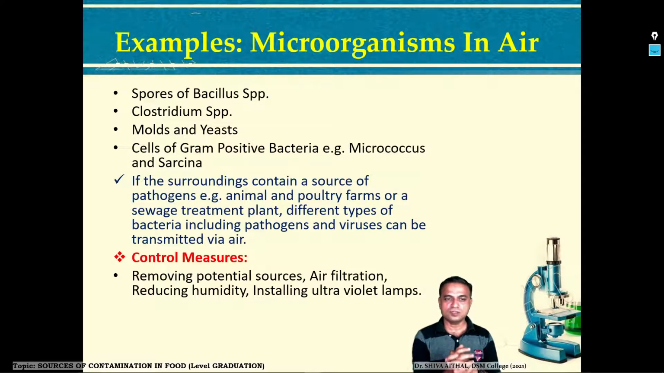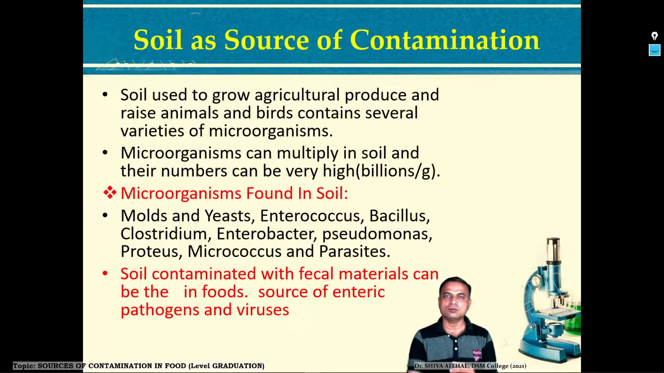Control measures for this are removing potential sources, air filtration, reducing the humidity, and installing UV lamps. These are some of the control measures for controlling the microorganisms in the air which can be added into the food. The next important source of contamination in food is soil.